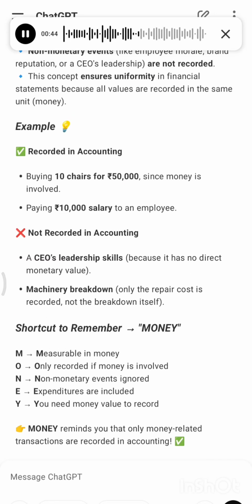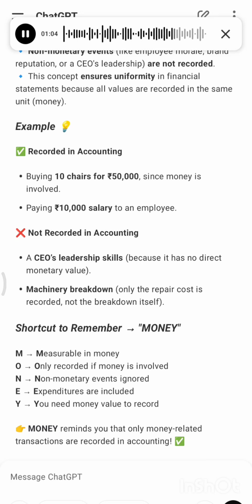Recorded in accounting: buying 10 shares for 50,000, since money is involved; paying 10,000 salary to an employee. Not recorded in accounting: a CEO's leadership skills because it has no direct monetary value. Machinery breakdown, only the repair cost is recorded, not the breakdown itself.